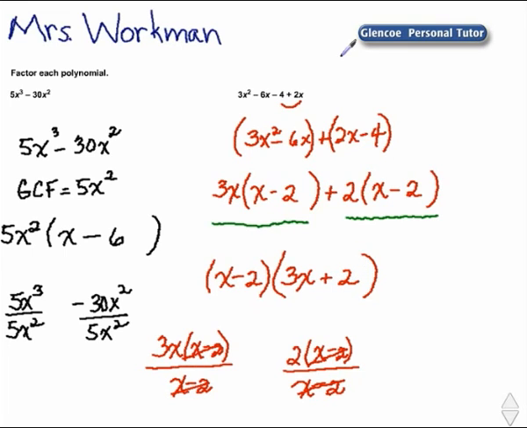We were given this original polynomial, and after using the commutative property, the associative property, and the distributive property, we have factored it into the factors x minus 2, that quantity, times the quantity 3x plus 2.